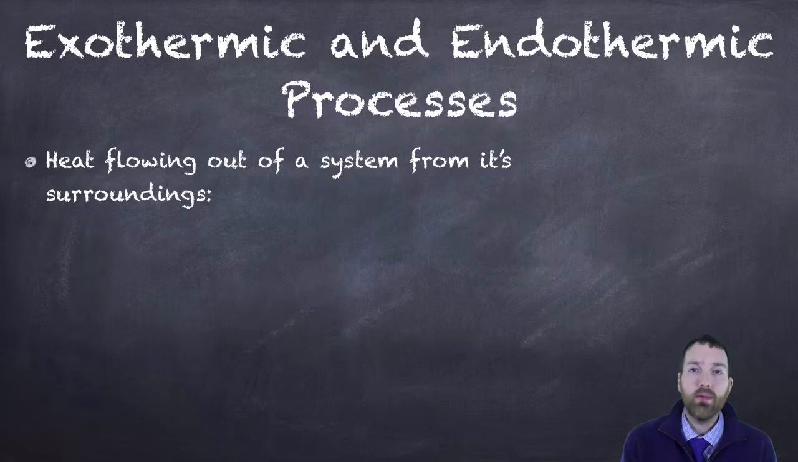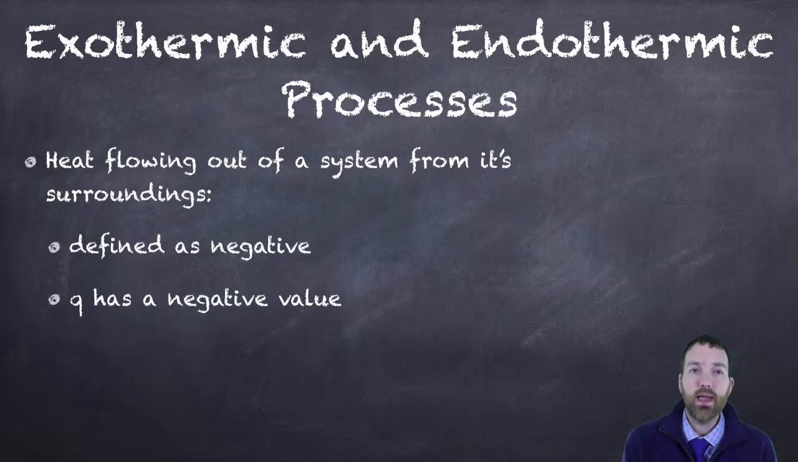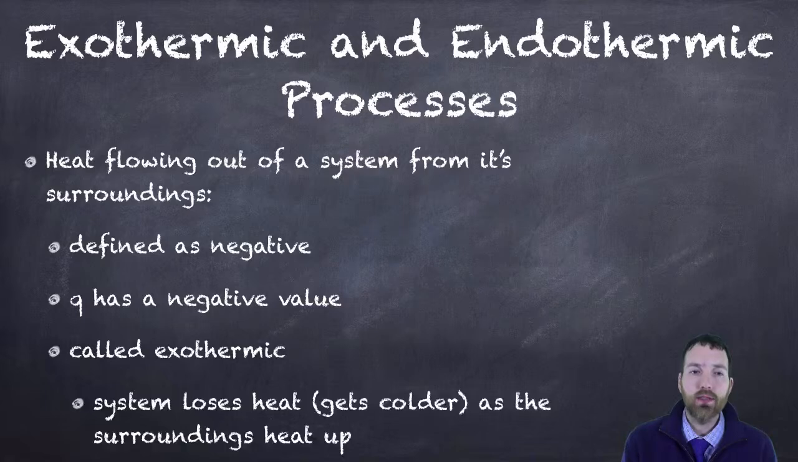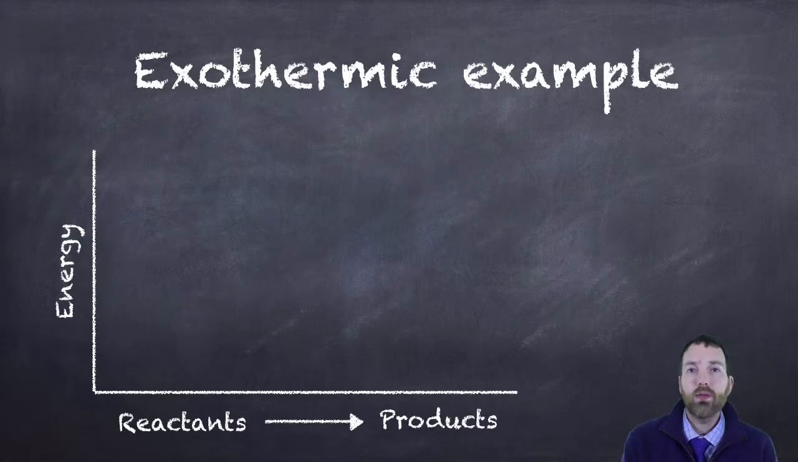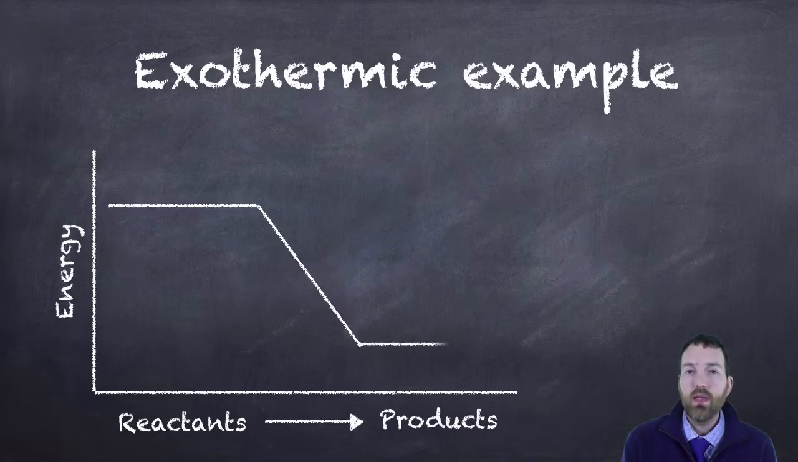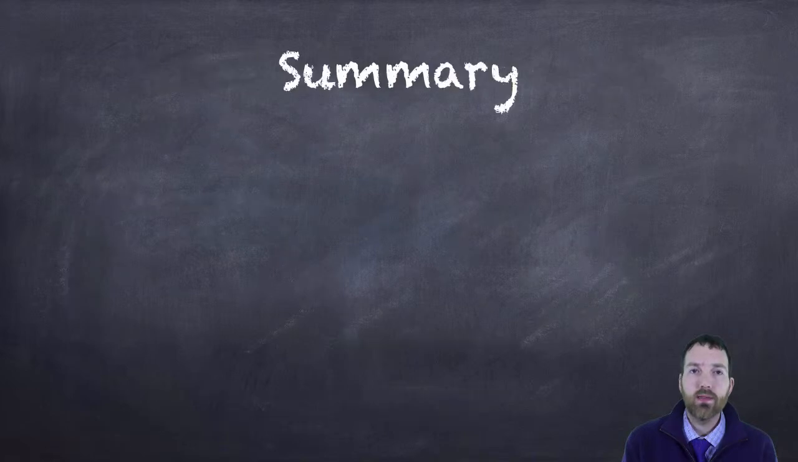If you have heat flowing out of a system to its surroundings, that's defined as negative, because Q will have a negative value in the calculations we'll be learning later. These types of reactions are called exothermic reactions. Exothermic reactions are ones in which the system loses heat or gets colder as the surroundings heat up. Here's what an exothermic reaction looks like in a graph. The reactants have a certain energy content, and through the course of the reaction, as they transition to products, they lose energy to the surroundings, and the products end up with a lower energy content. So exothermic reactions always go downhill in graphs like this.